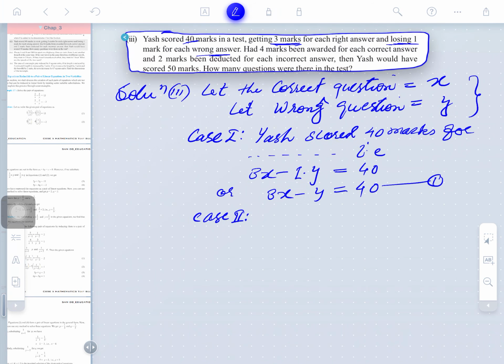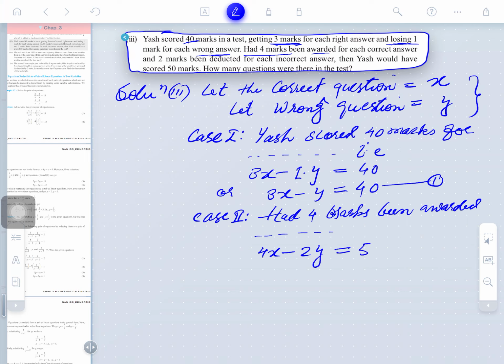What is the second case? The second case, getting 3 marks, 3 marks is completed. Had 4 marks been awarded and 2 marks been deducted, that is 4 into x minus 2 marks, 2 into y is equal to how much? 50 marks he got. Is that clear? This is the second case.